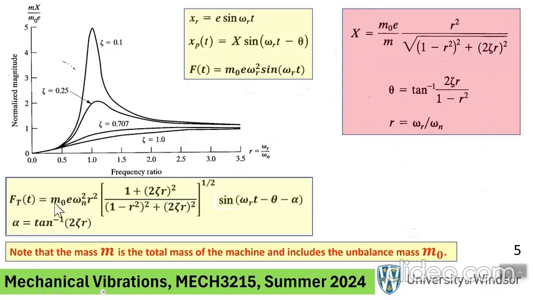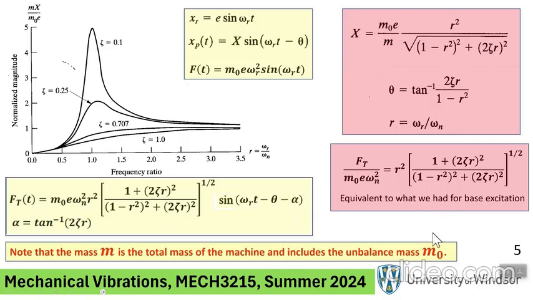Big F naught is M naught E omega n squared. All right? And using the same formulas, except that instead of big F naught, which I just told you, just simplify and you get this. All right. Now, this transmitted force right there can also be, if I divide both sides by M naught E omega n squared, and that is nothing new.